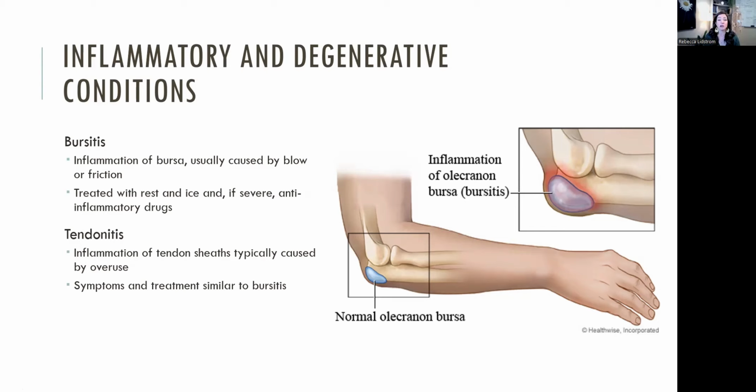And this usually is caused either by a full blow of an injury or a friction type response. This is usually treated with rest and ice. And if it's severe, we might give some anti-inflammatory drugs to help decrease the amount of inflammation in the area. The next one is tendinitis, and this is usually when those tendinous sheaths have too much friction. So this is an overuse type injury, and this is going to have similar symptoms in that there is going to be inflammation, possible swelling with that, and it's going to cause some pain and lack of range of motion.